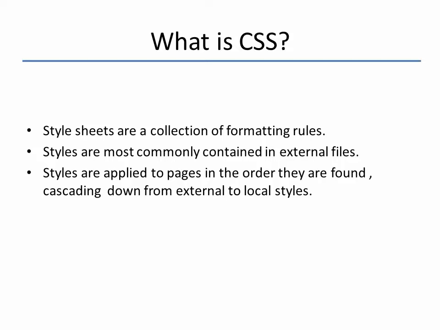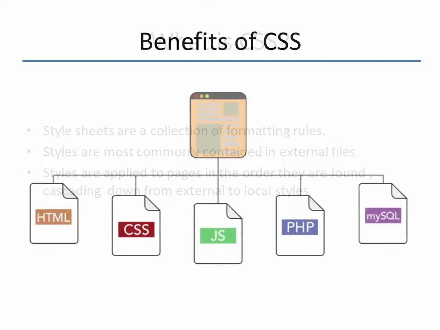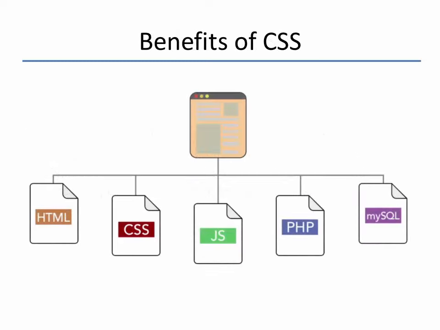The term cascade refers to how these styles are applied to pages. Styles are applied in the order that they're found, and since styles can be placed in several different locations, this often results in a cascade of styles, from external documents all the way down to locally placed styles. One of the major benefits of CSS is that it allows us to enable highly modularized web design.